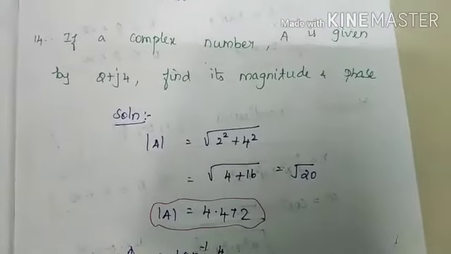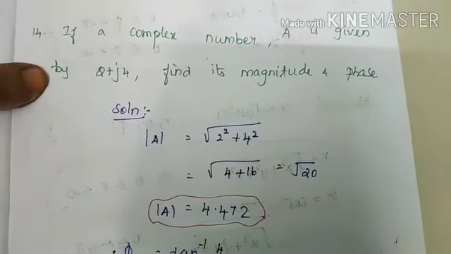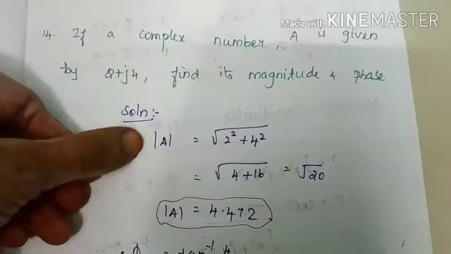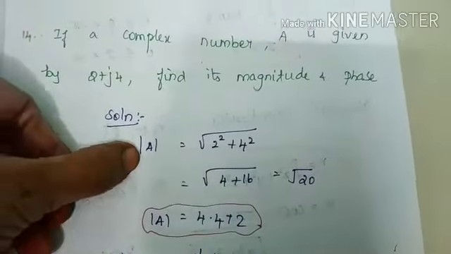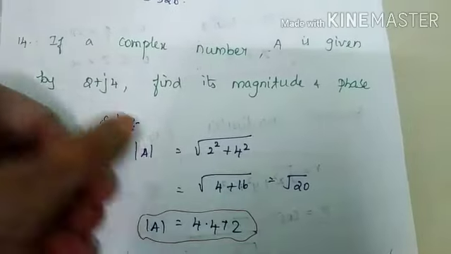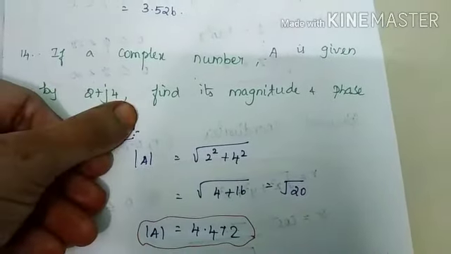See the next problem, problem number 14. If a complex number A is given by 2 plus j4, find its magnitude and phase. So how do we find the magnitude? In our first problem itself we have seen. It is the square root of 2 squared plus 4 squared. Real part squared plus imaginary part squared.